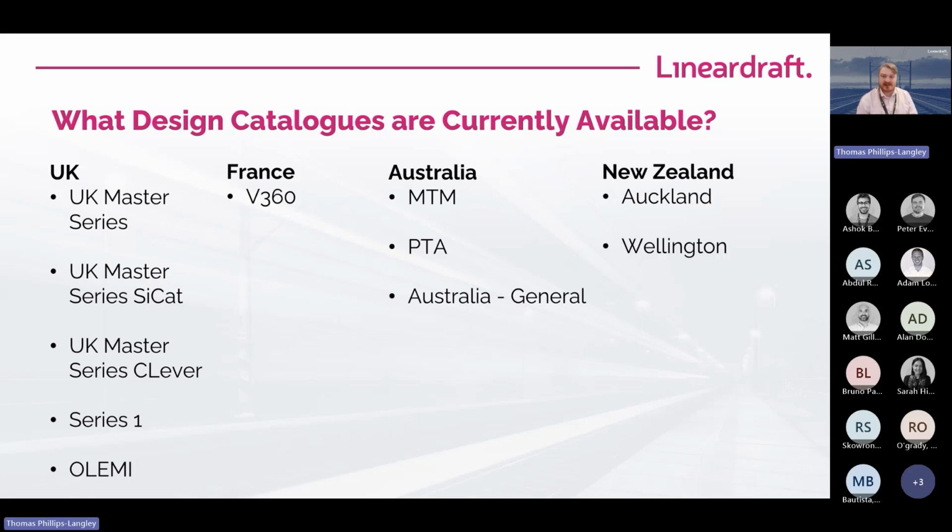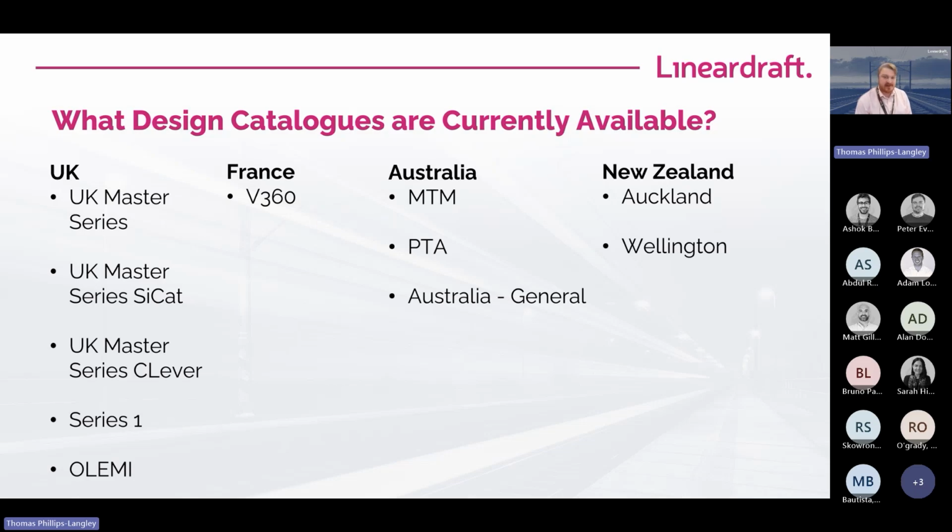So as you can see from the list on screen, we have a variety of catalogs available covering a number of regions. For the UK, we have UK Master Series, CCAT, Clever, Series 1 and LME. These catalogs have been used on projects such as Fife Electrification, Wales and Borders Electrification, Midland Mainline Upgrade and the Transpennine Route Upgrade, just to name a few.